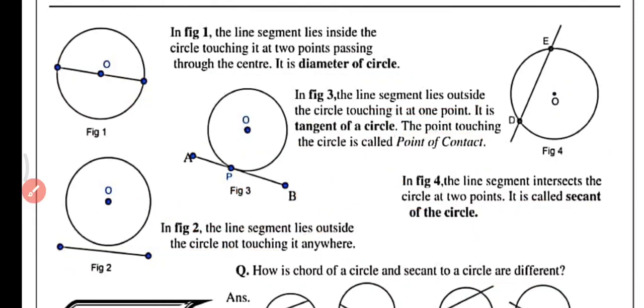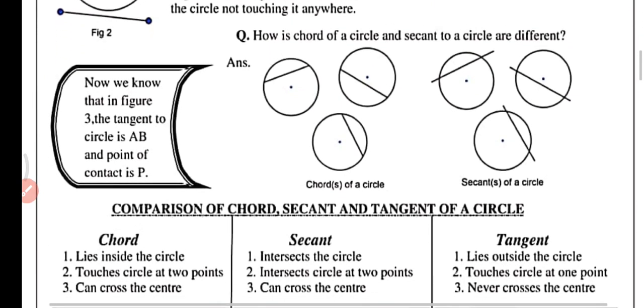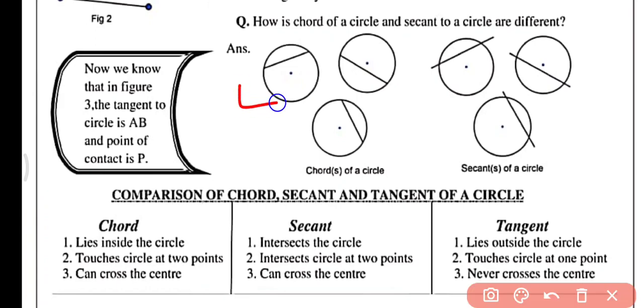So now how are the chord of a circle and a secant to a circle different? So now we have to tell how chord and secant are different. So you can see here in the first figure we have three circles with chords, and in the second figure we have three circles with secants.